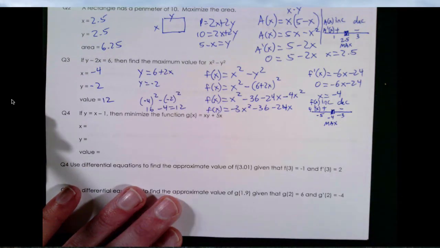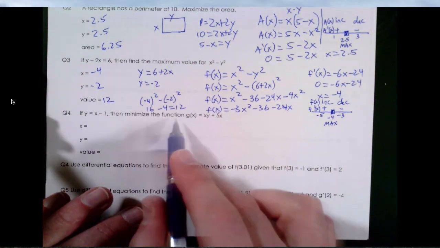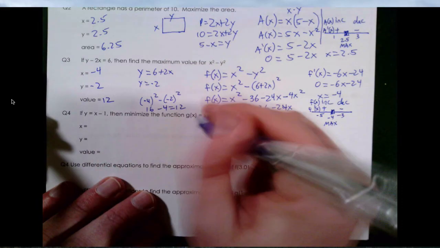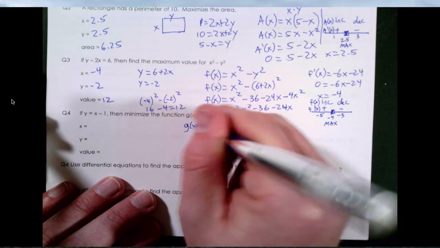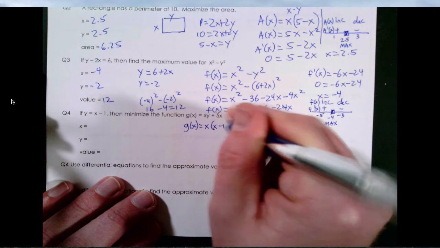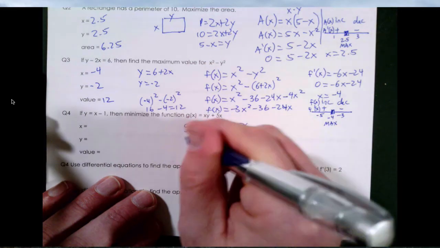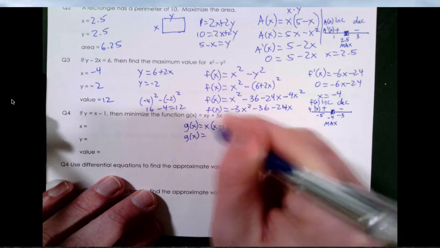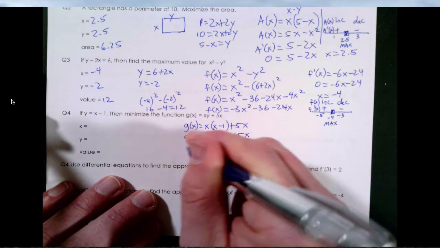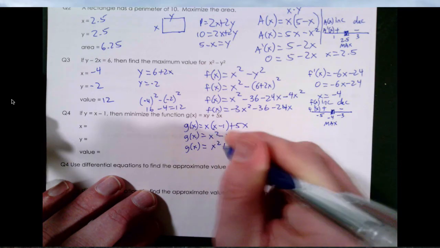Got it. Okay, if y equals x minus 1, then minimize the function g of x equals xy plus 5x. So let's substitute. I have x times the y value, x minus 1, plus 5x. I'm going to clean that up. So that is x squared minus x plus 5x. And again, clean that up. That is x squared plus 4x.